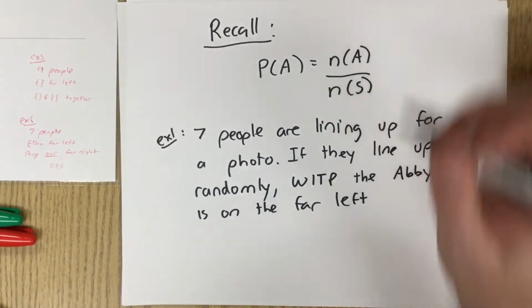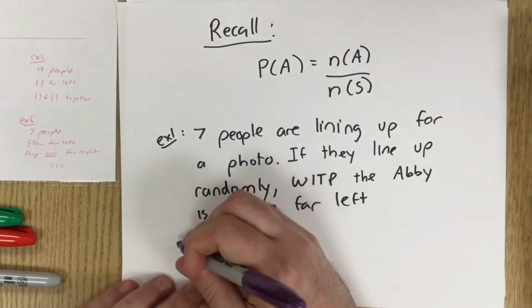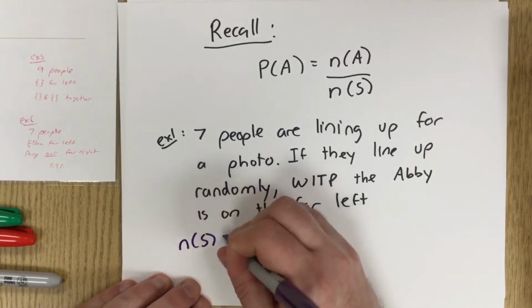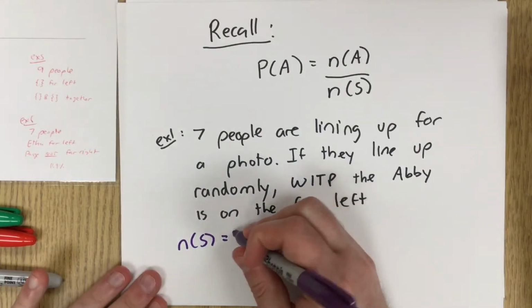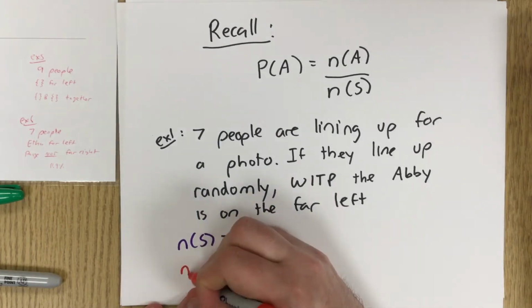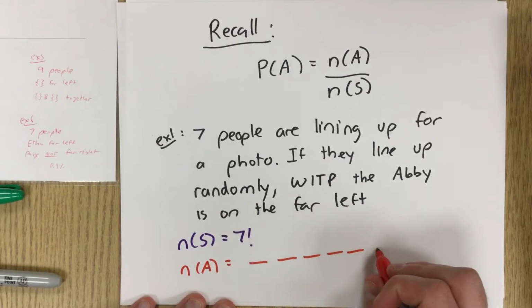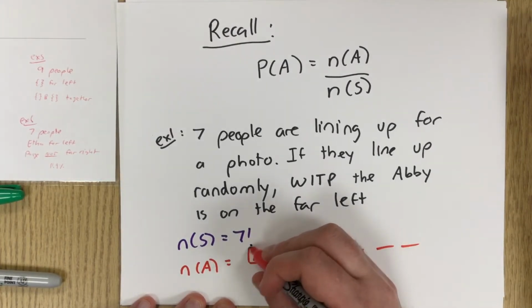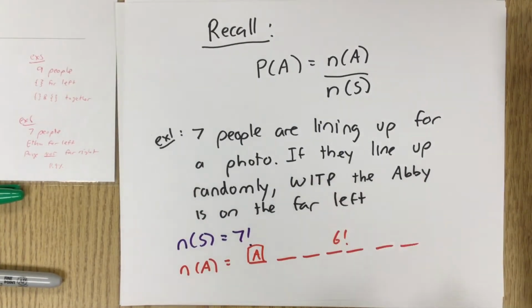And we need to figure out both of these things. Usually the easier one to figure out is going to be the NS. So for 7 people, the total number of ways that they could line up would be 7 factorial. So that's the NS. And then for the NA, what we have is we have our 1, 2, 3, 4, 5, 6, 7, but Abby is over here. And so there's 6 people lining up, so that's going to be 6 factorial.